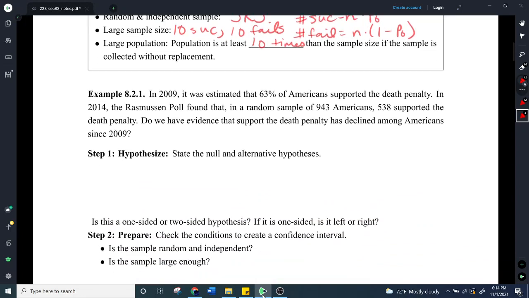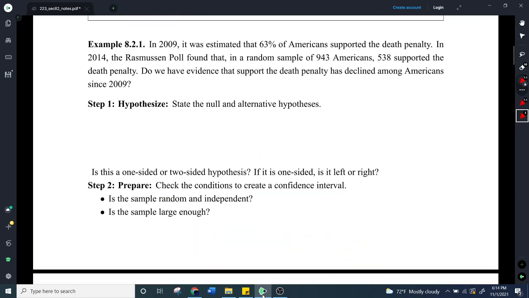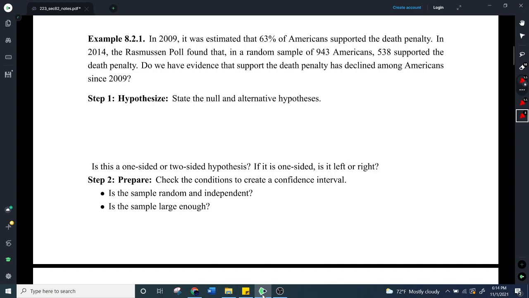In 2009, it was estimated that 63% of Americans supported the death penalty. So what are we saying? Previously in 2009, we think that the population proportion who supported the death penalty was 63%. In 2014, we conducted a poll and we found that in a random sample of 943 Americans, 538 supported the death penalty. Does this give us evidence that the support of the death penalty has declined among Americans since 2009?